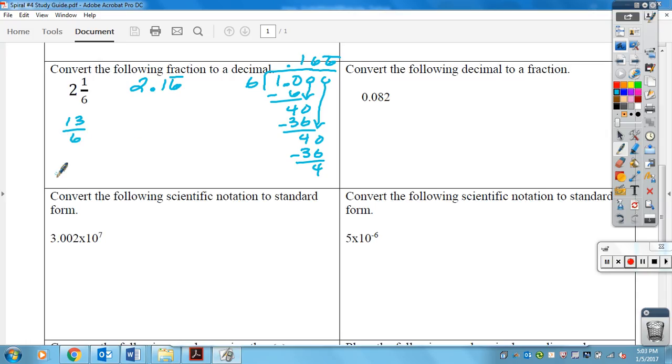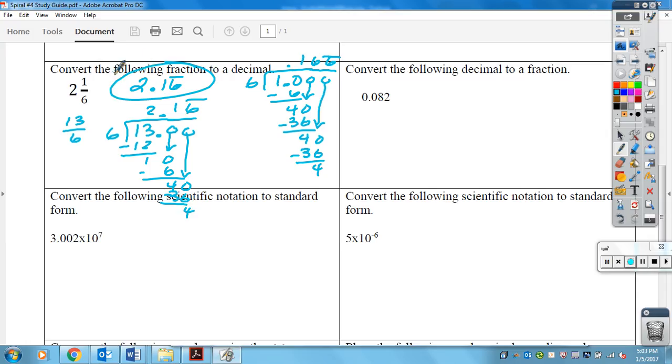And then you can divide this one. 13 on the inside, 6 on the outside. Does 6 go into 13? Yeah, it does. 2 times, that's 12 with 1 left over. Does 6 go into 10? Yeah, it does. 1 time, that's 6 with 4 left over. Does 6 go into 40? Yep, 6 times, it's 36 with 4 left. And then you get the repeating part that was over here. Either way, it's 2.16 repeating.